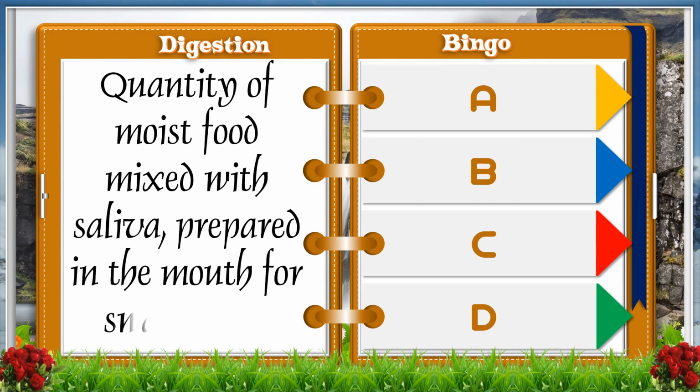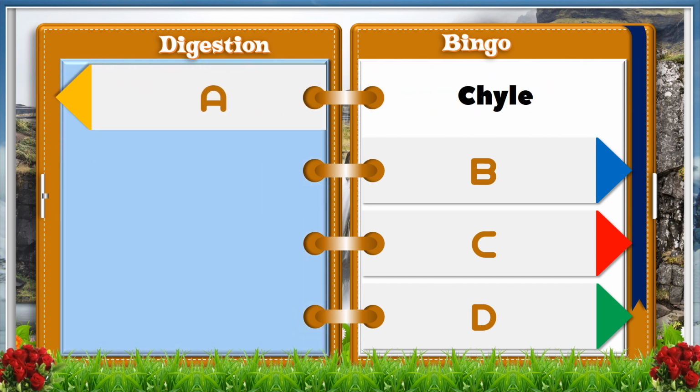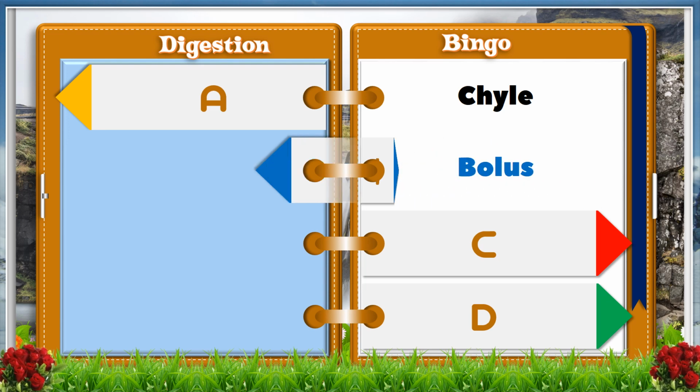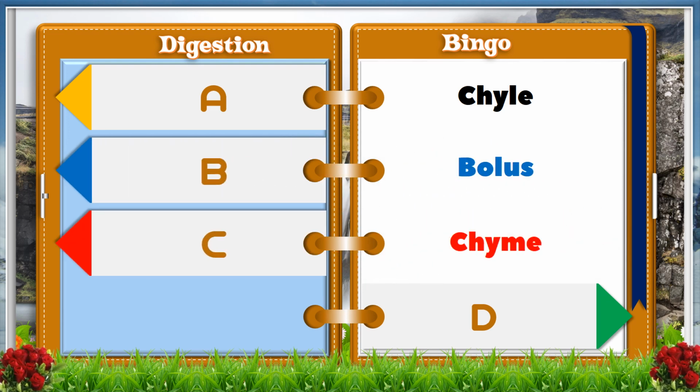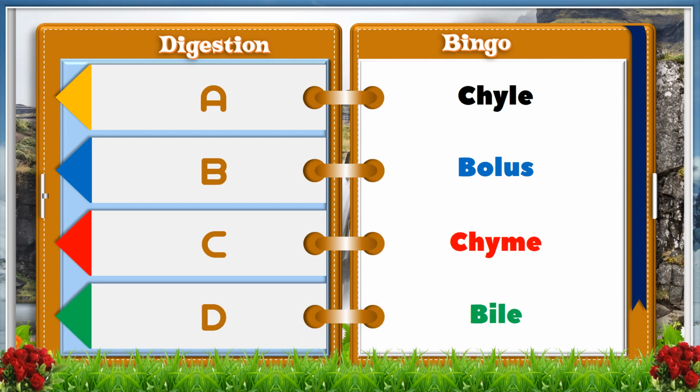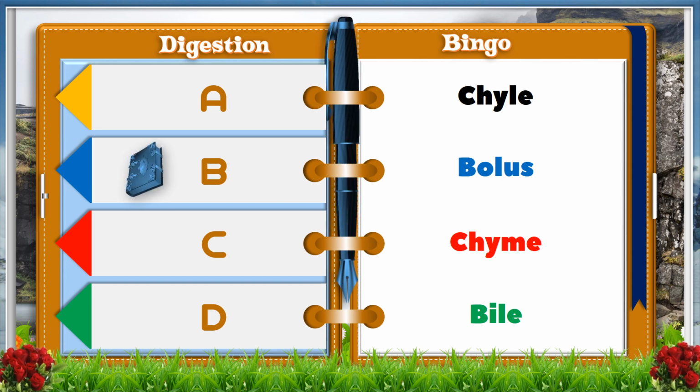Quantity of moist food mixed with saliva, prepared in the mouth for swallowing. A. Chyle. B. Bolus. C. Chyme. D. Bile. And the answer is B. Bolus.